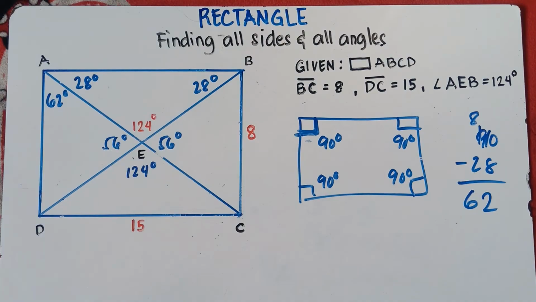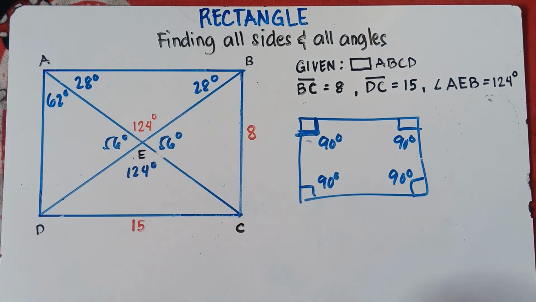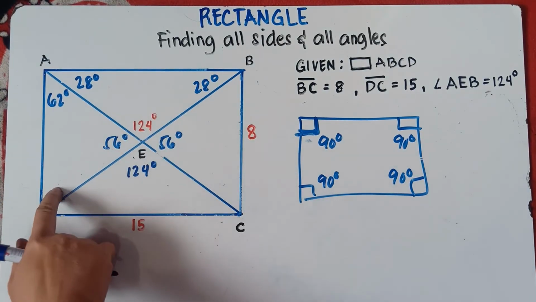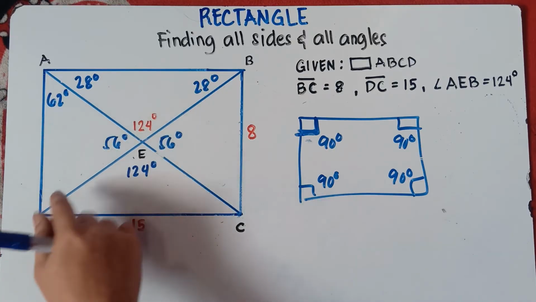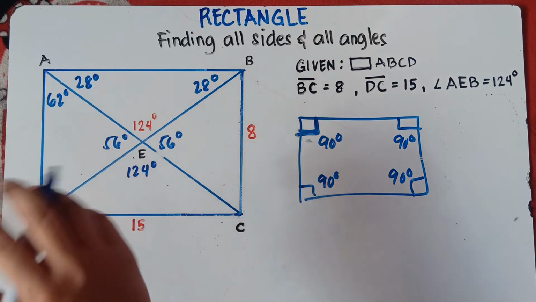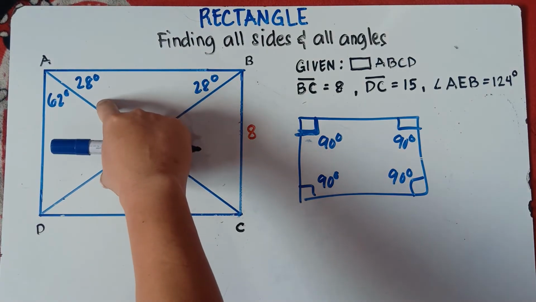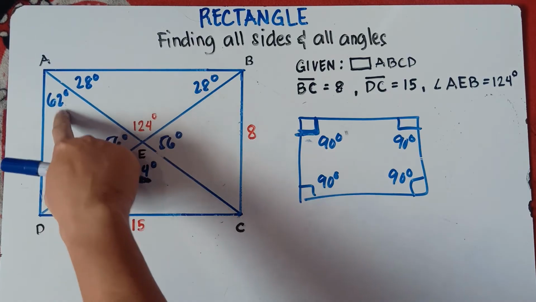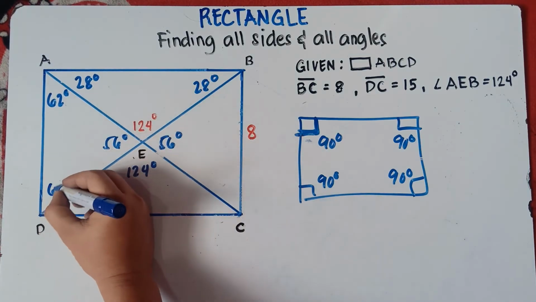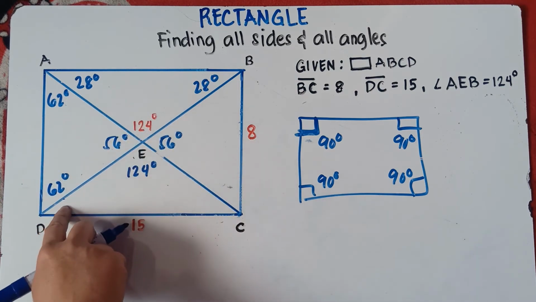62 degrees. So if you add this up, this will be 90 degrees. If this is 62 degrees, this must also be 62 degrees. Why is that, sir? Because this is an isosceles triangle. A while ago, we did an example, class. This side is congruent to this side. Therefore, this base angle must be congruent. This is 62, this must also be 62. Alright? Because if you add this up, it will be 180.